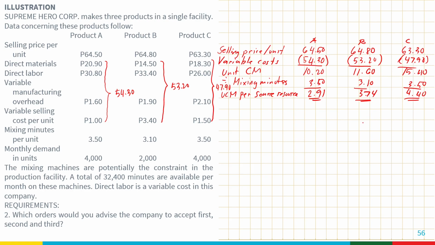So, ang pinaka-priority natin ay yung may pinakamalaki. So, this should be prioritized first. Lagyan natin dito, priority. Ito yung ating second kasi nga siya yung sumunod. And then third, ito yung lowest na UCM per scarce resource. So this will be our answer for number 2. Okay, these are our answers.